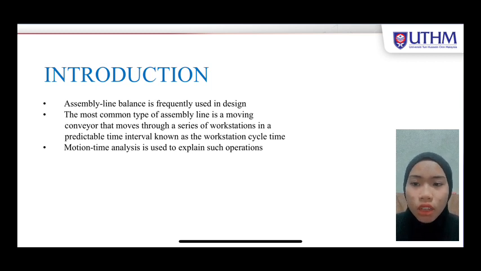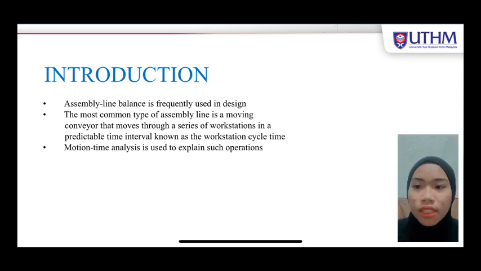The most common type of assembly line is a moving conveyor that moves through a series of workstations in a predictable time interval. It is known as the workstation cycle time, which is also the time between successive units coming off the end of the line. So, a product is worked on at each workstation by either adding parts or performing assembly operations.